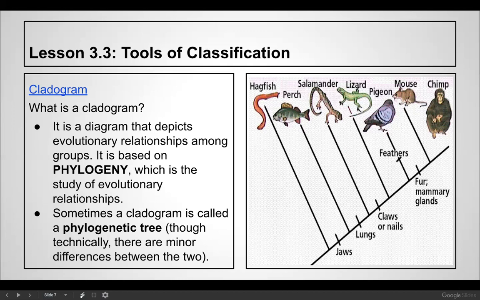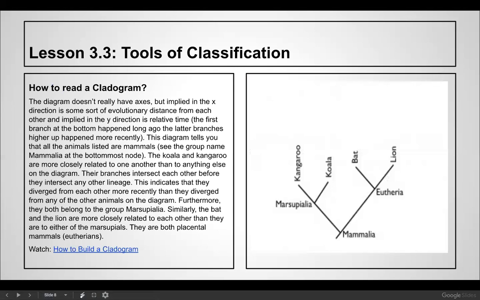So a cladogram is a diagram that depicts evolutionary relationships among groups. It is based on phylogeny, which is the study of evolutionary relationships, sometimes called a phylogenetic tree, although that's not accurate. So if you look at this picture here, the kangaroo and the koala are very similar, okay? Way more similar than the bat and the lion.